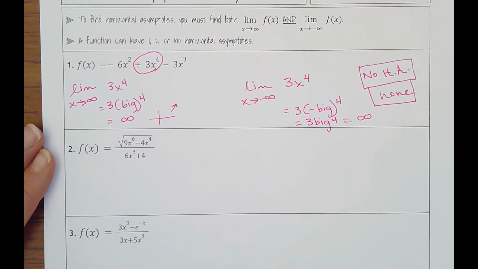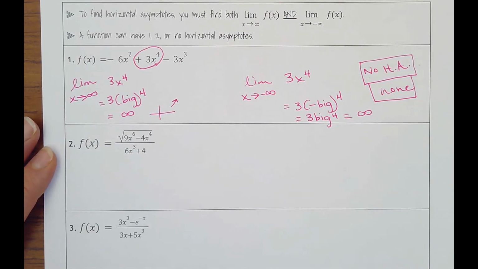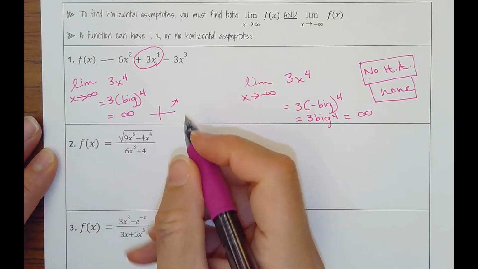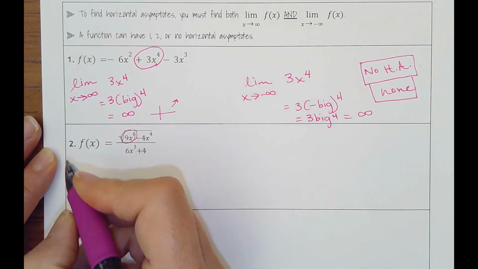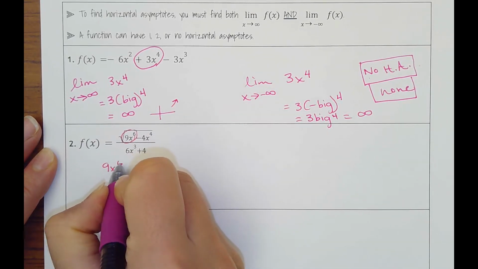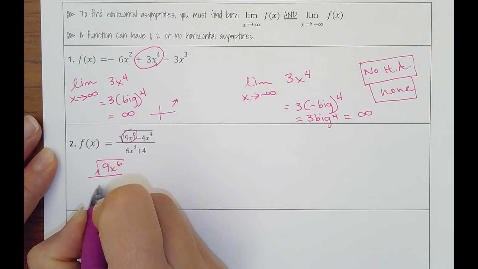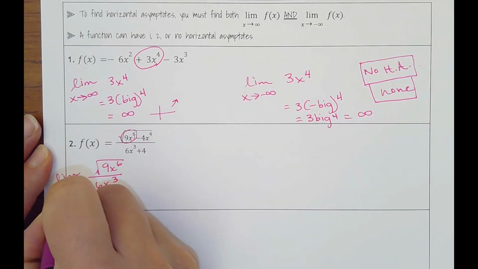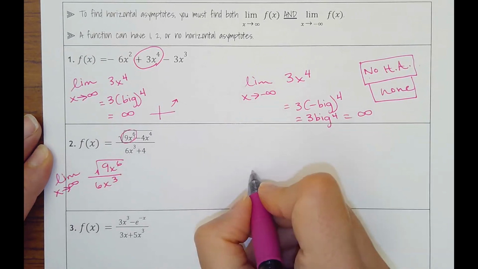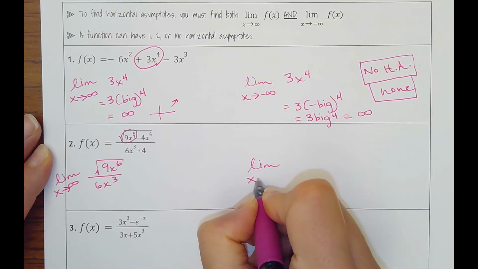Okay, number 2 has the square roots. Honestly, these are my least favorite, but they're not too bad. We need to pick out the highest degree term on top and bottom. So on top, it would be the 9x to the sixth all under square root over 6x cubed. We're going to find the limit as x goes to infinity and the limit as x goes to negative infinity.